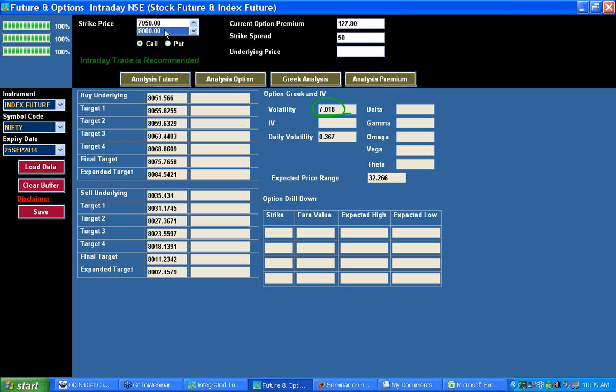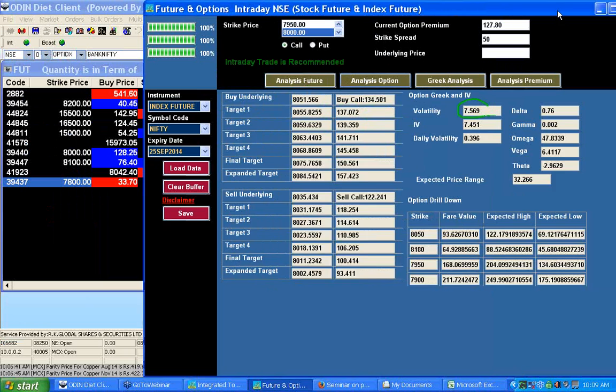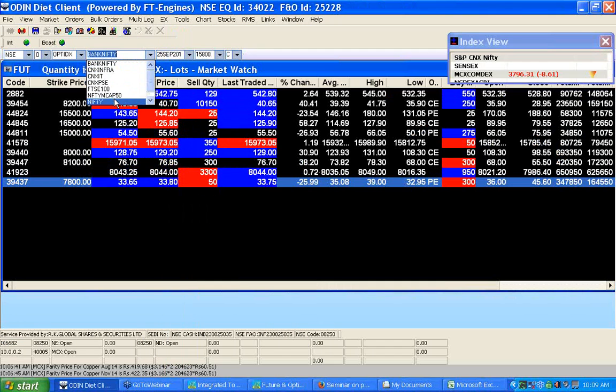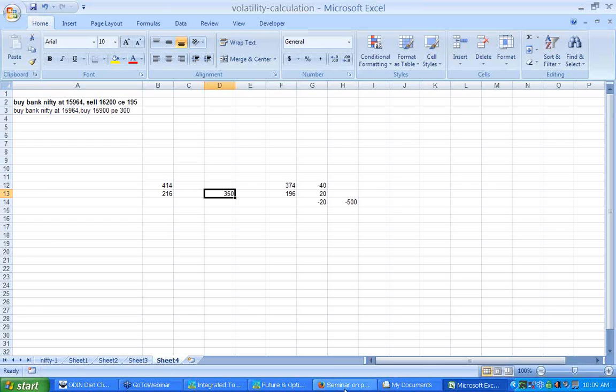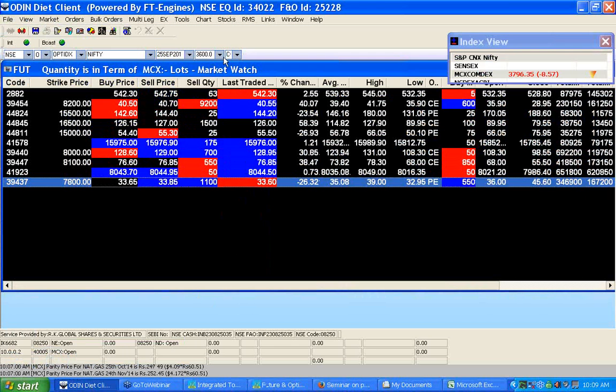Suppose 8,051, I'm close to this one, so I'm going for a call option analysis. The call option which is at 127 is telling me to buy at 134, maximum 127. So let me add this Nifty to identify the arbitrage opportunity. Let me identify 8050, 8100 and 7950, those strikes.